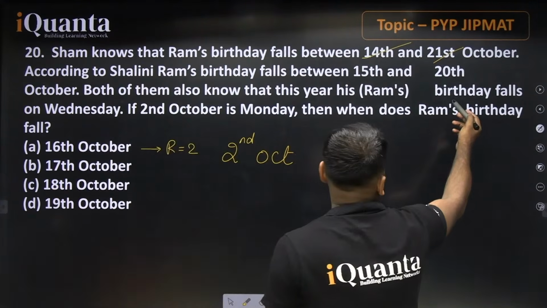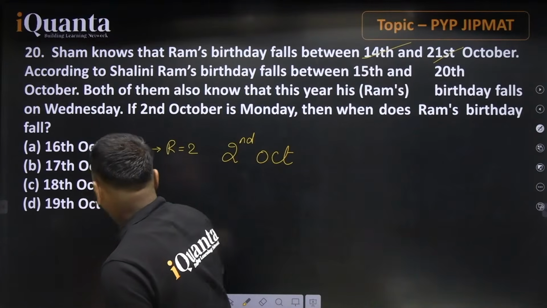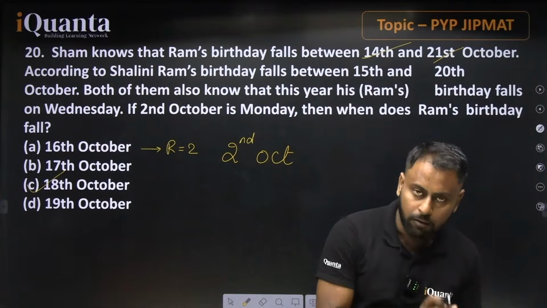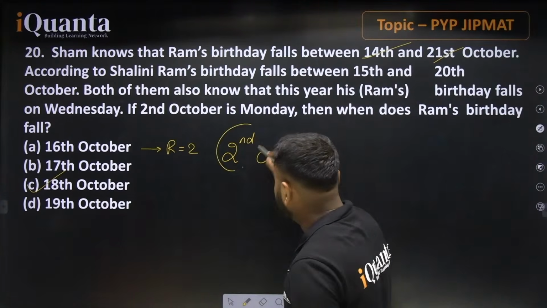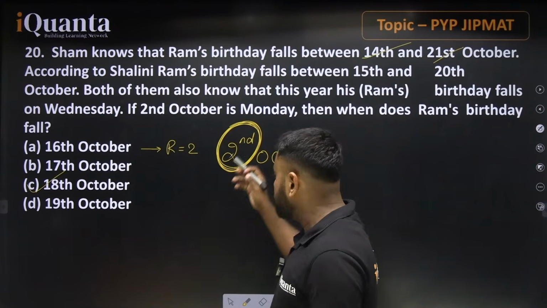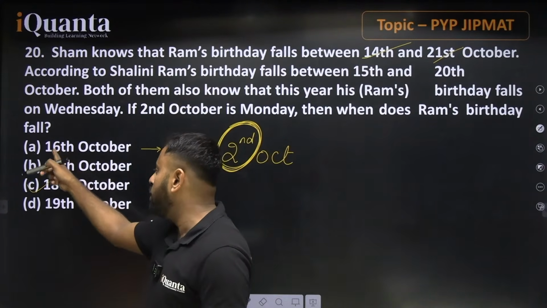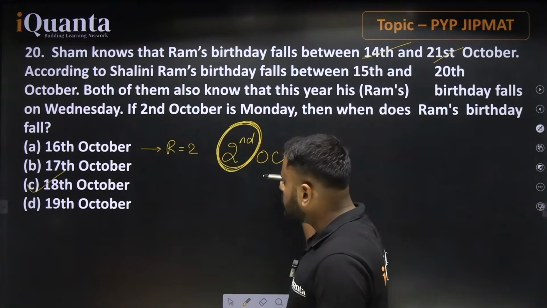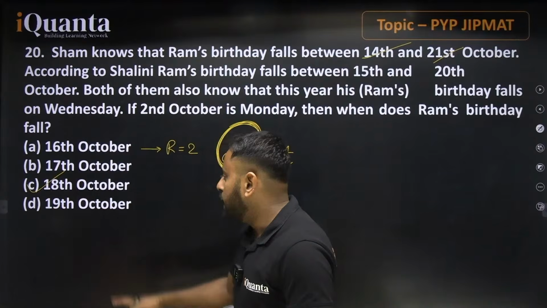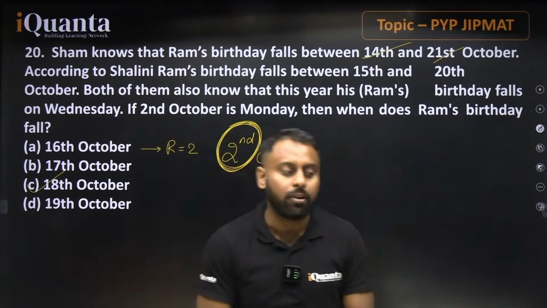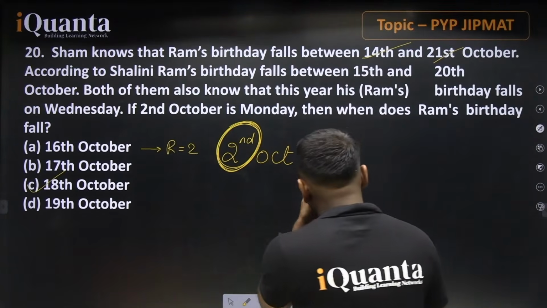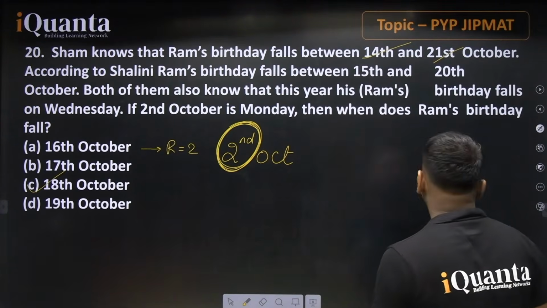And the statement says the birthday falls on Wednesday. So the correct answer for this is 18th October. 18th October will be the Wednesday, because on dividing by 7 the remainder will be 2, so definitely 16th will also bear the same remainder 2. So if 2nd October is Monday, 16th October is also Monday, 17th Tuesday, 18th Wednesday. So Wednesday means 18th October will be the right answer for this question. Correct? I hope this is clear to you guys. This is how we can find the values.